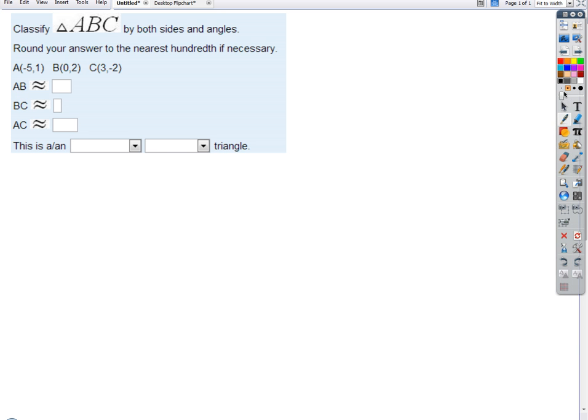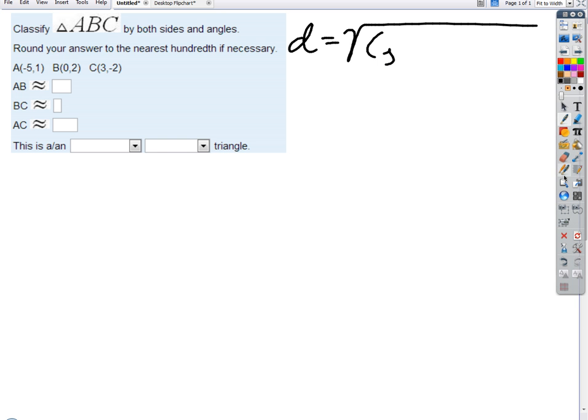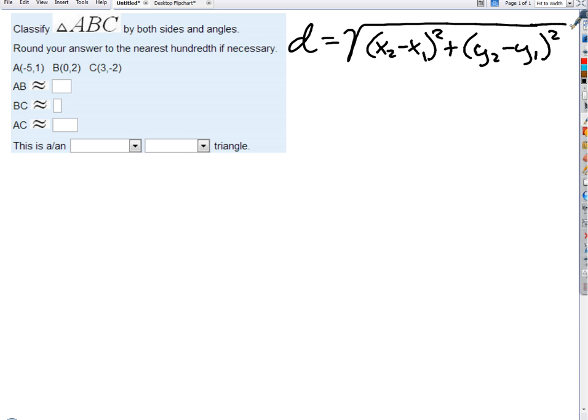So somebody, remind me real quick, what's our distance formula? D equals square root of parentheses y2. Okay, good. For this one, we can start with the y's, or we can even start with the x's. Doesn't matter. We're just doing x2 minus x1 squared plus y2 minus y1 quantity squared. Okay, thank you. And then we're just going to plug in the numbers and find out what all those distances are, right? So let's find out what AB is.